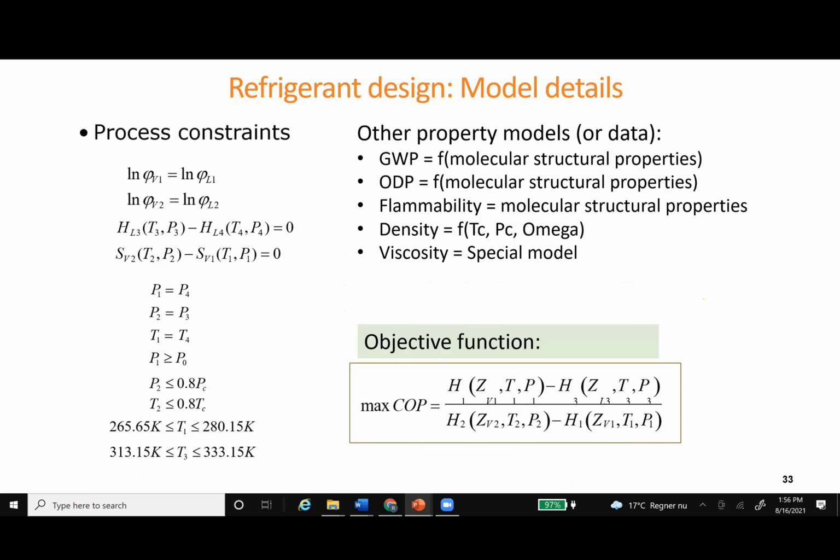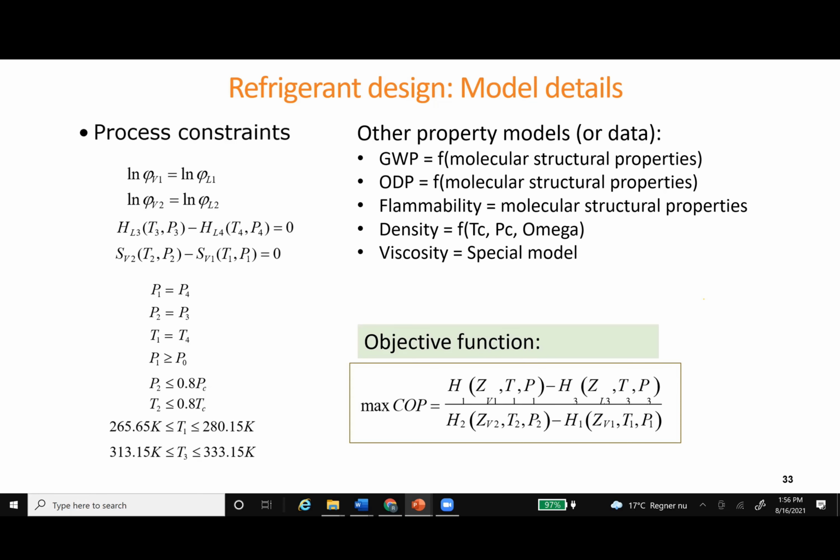And then once the compressibility factors are obtained, then the fugacity coefficients can be calculated, and then the enthalpies and entropies can be calculated. And then after that, we can also calculate all the other properties that are needed: global warming, ozone depletion, flammability, density, viscosity, and so on. And we can calculate the coefficient of performance. So that can also be part of an objective function to maximize.